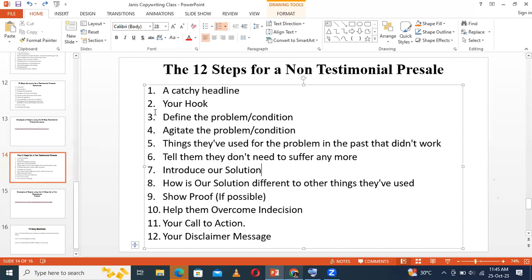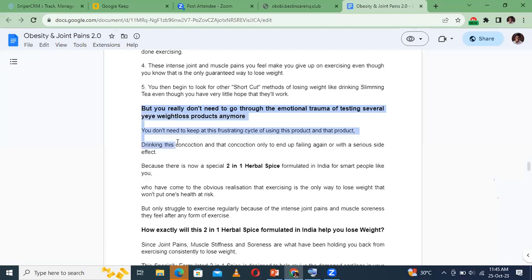Tell them they don't need to suffer anymore. So look at this. This is number 6. Can you see? Number 6 is tell them they don't need to suffer anymore. You really don't need to go through the emotional trauma of testing several weight loss products anymore. You don't need to keep at this frustrating cycle of using this product and that product, drinking this concoction and that concoction, only to end up failing again or with a serious side effect.